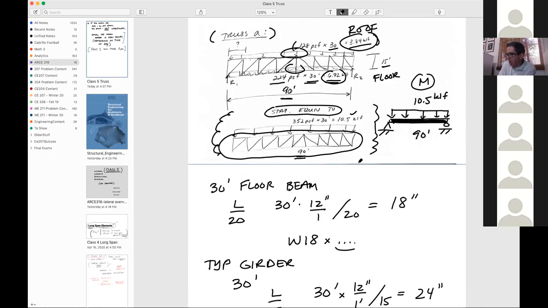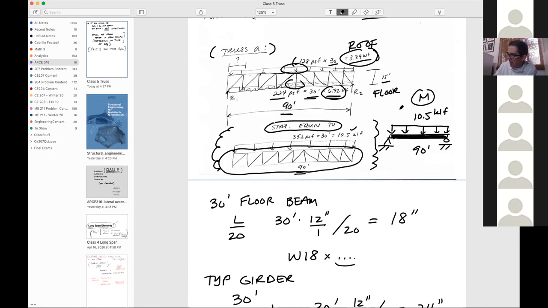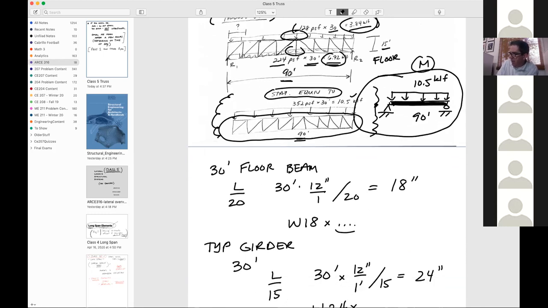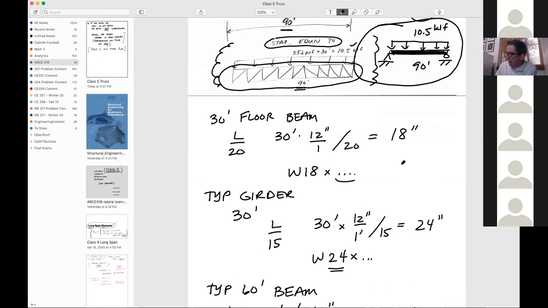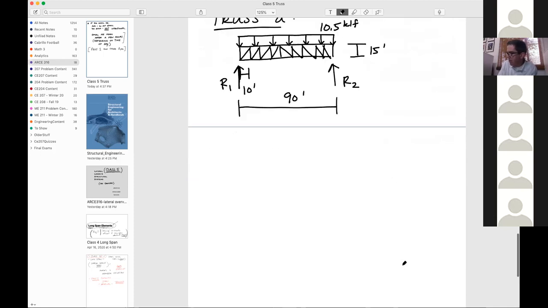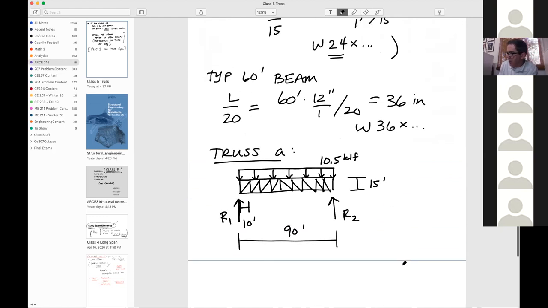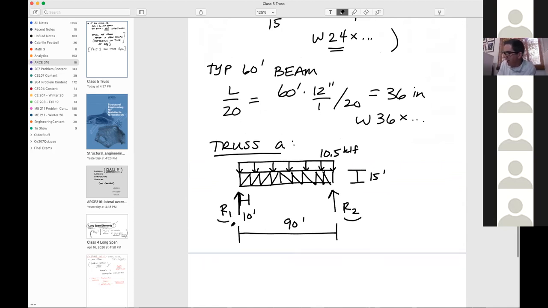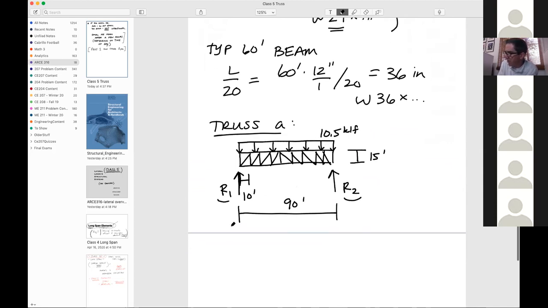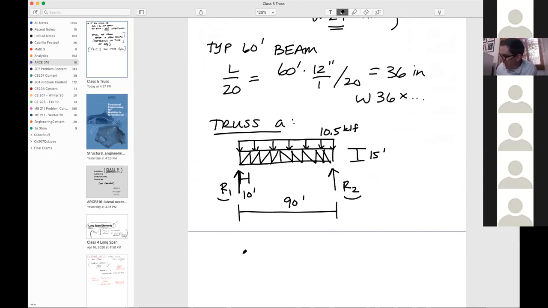So let me just go back. That's what we just did right here. So we're right to this point, right? We've done some preliminary depth sizes, at least, for those beams and girders. We're right here on truss A. We're going to end up using these reactions because they end up being loads on the other truss. So we've got to do just a little bit of statics here.